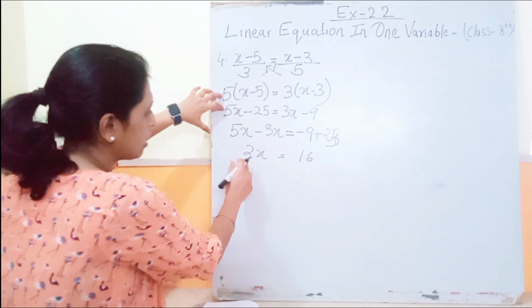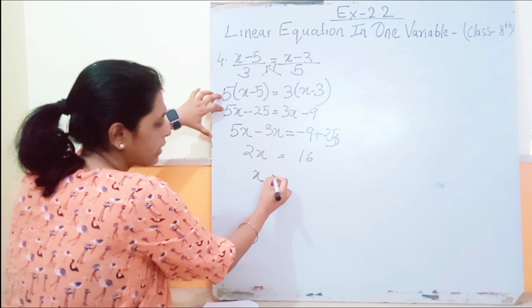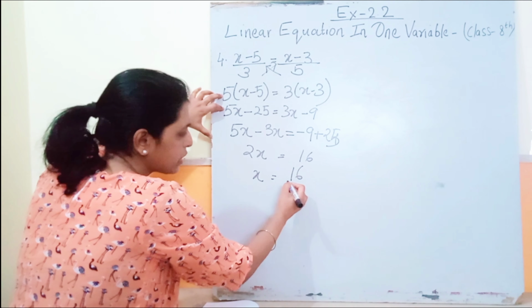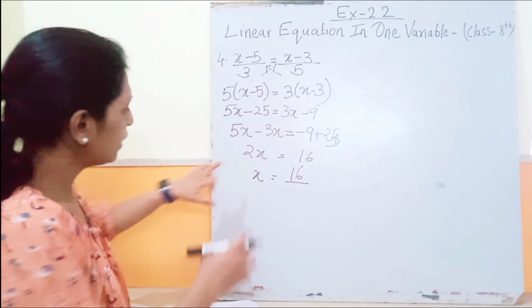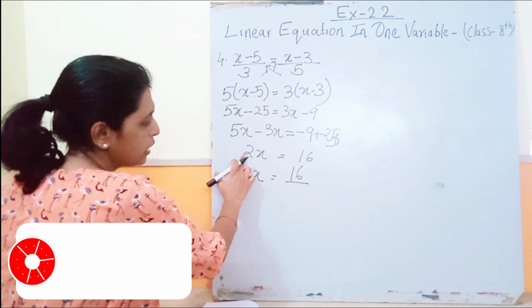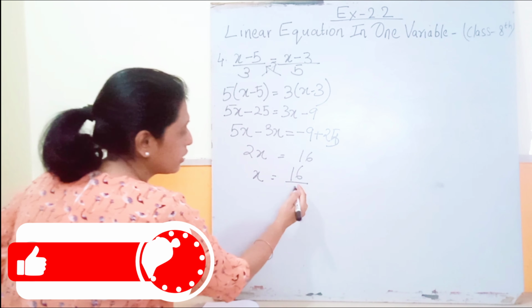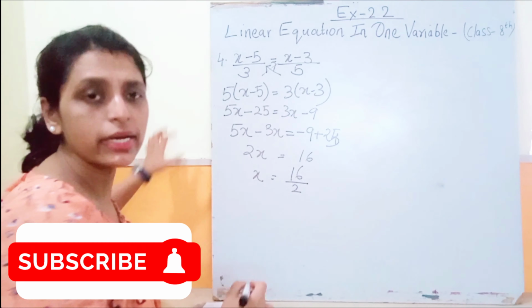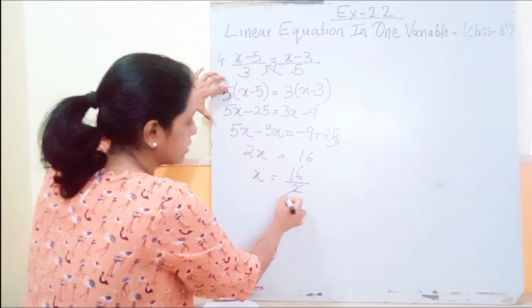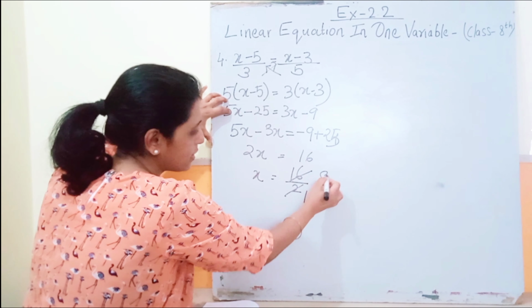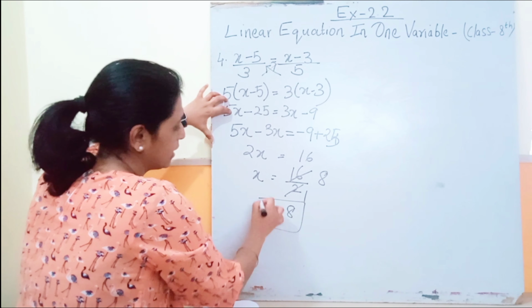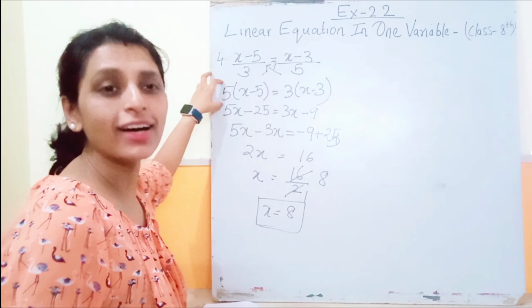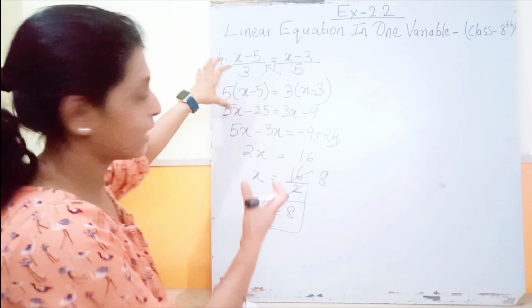Now 2 is multiplied here with x, so when it is transposed to the other side, it will be divided. So 16 divided by 2: 2 ones are 2, 8 twos are 16, x is equal to 8. Hope children you are getting my explanation.